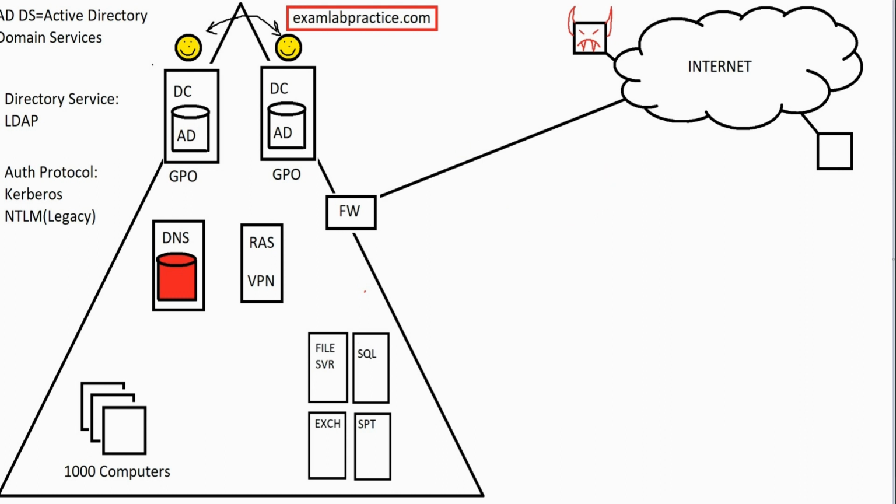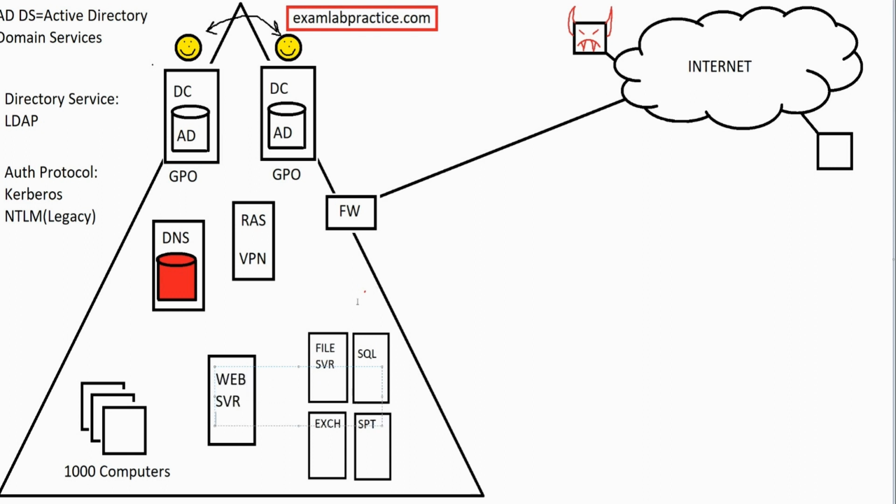Now, the other thing that I want to talk to you about here is what happens when a company needs to have a service that is exposed to the internet. For example, let's say that your company is going to host their own web server, okay? So you set up a web server. Maybe this is going to be www.examlabpractice.com or whatever, and people from the internet need to be able to get to it anonymously. Well, how are you going to do that? Where are you going to put that web server? Are you going to put it internally inside the domain like you see here?